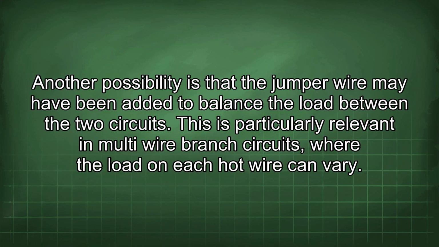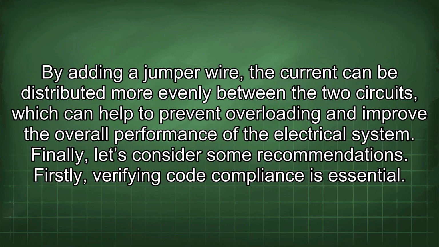Another possibility is that the jumper wire may have been added to balance the load between the two circuits. This is particularly relevant in multi-wire branch circuits, where the load on each hot wire can vary. By adding a jumper wire, the current can be distributed more evenly between the two circuits, which can help to prevent overloading and improve the overall performance of the electrical system.